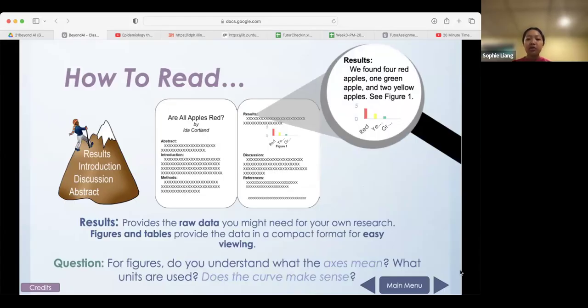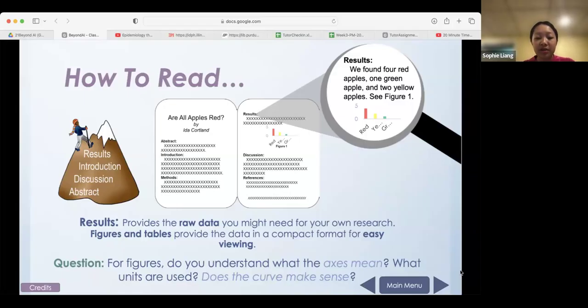Okay, after the introduction, you'll want to read the results. The results provides the raw data you might need for your own research. It also provides the figures and tables that show the data in a compact form for easy viewing. It's really hard if you just have a super long paragraph of information. So that's why people put data and information in graphs and charts. Those are much easier to see and understand.